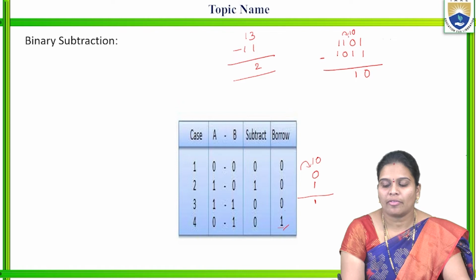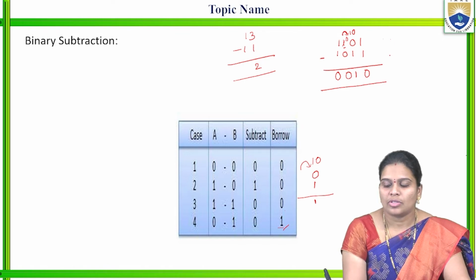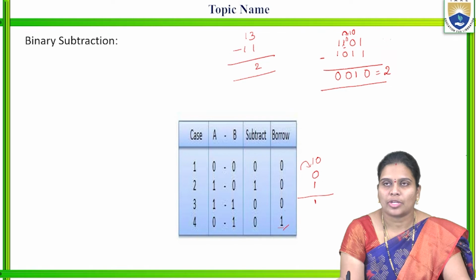Here we took the borrow from this bit, so its value is 0 only. So 0 minus 0 is 0. Next, 1 minus 1 is 0. So the result is 0, 0, 1, 0, which is the equivalent of 2. This is the normal binary subtraction.